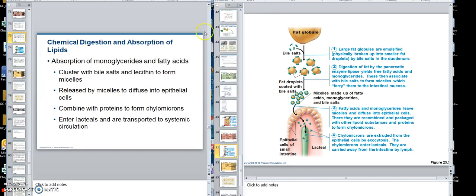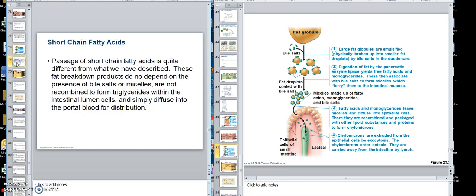So let's go back to this one. That gives you a more thorough explanation of this, and that thorough explanation is in my serum lipid transport PowerPoint. All right. So here we are. Okay, that's that. Passage of short chains is quite different from what we've described. These fat breakdowns do not depend on the presence of micelles, or are not recombined. These are short chain fatty acids, little small ones.